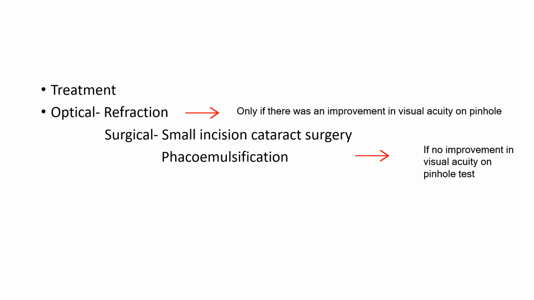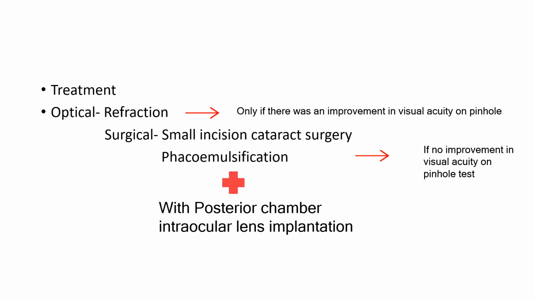Right? So if there's no improvement on visual acuity test, directly you will say my treatment of choice will be surgical management. It's not only surgery; you will have to say small incision cataract surgery with a posterior chamber intraocular lens implantation, or phacoemulsification with posterior chamber intraocular lens implantation. Then the next question that you will be asked is, what is the pre-op investigation? So you have planned a surgery. What are the pre-op investigations that you would want to do?